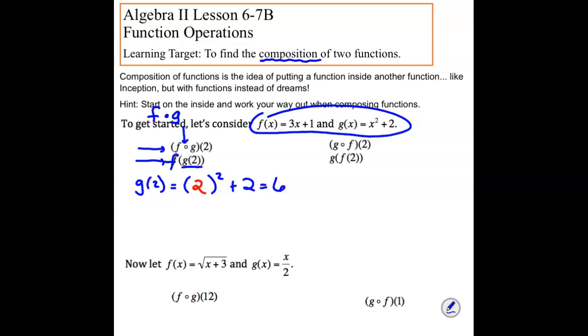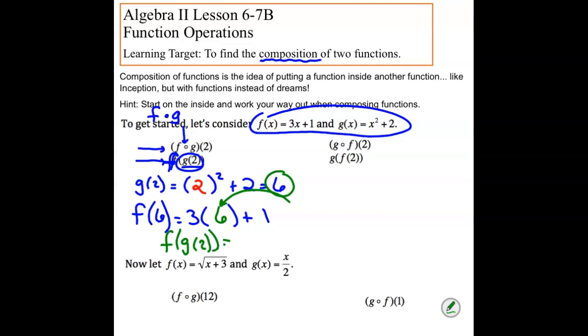And now it's telling me find f of 6. So we're going to plug that answer into the other function, and that function was 3 times x plus 1, and in place of our x, we're going to put in our 6. 3 times 6 is 18, plus 1, we would say f of g of 2 gives us 19.